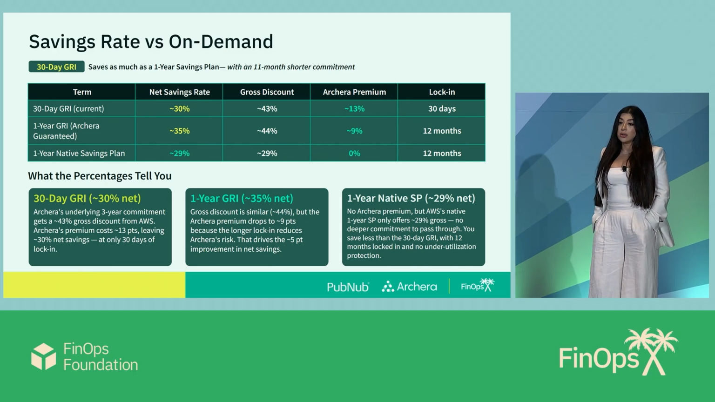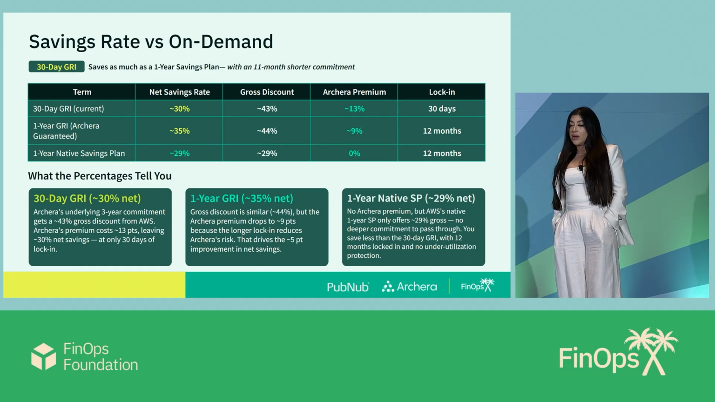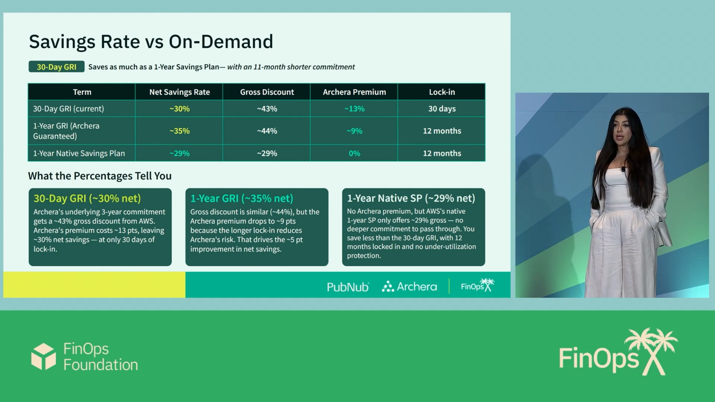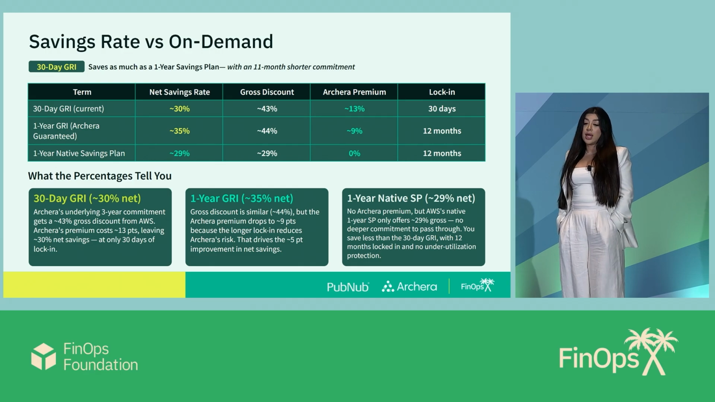So you can see the longer you can commit, the lower the risk is to Archera, therefore the lower the risk premium will be. So we have a mechanism to do this, and the way we're doing this is actually under the hood, there are 3-year standard reservations. We apply a risk guarantee, insurance type of offering that allows you to actually break out of the commitment at either the 30-day or the 1-year term. Archera charges the risk premium for that flexibility, and the remainder of the savings will go to you. So that's how we're able to get you those deeper savings in the scenario of a 1-year GRI.